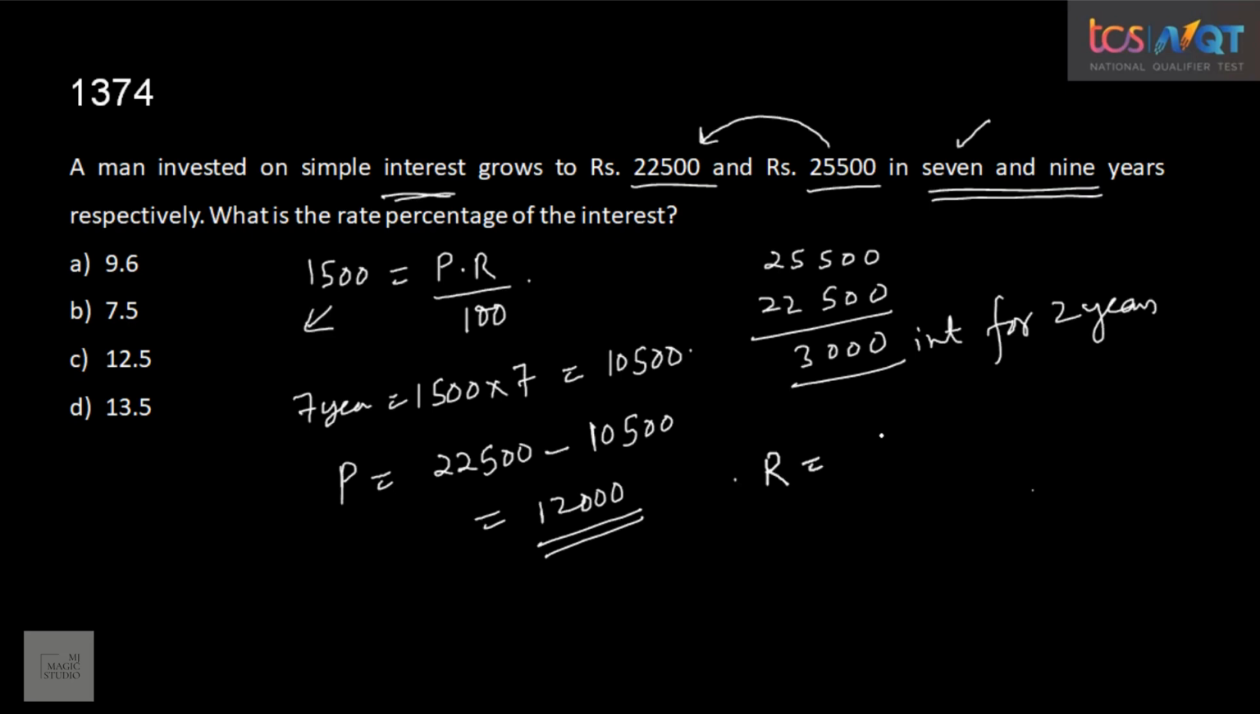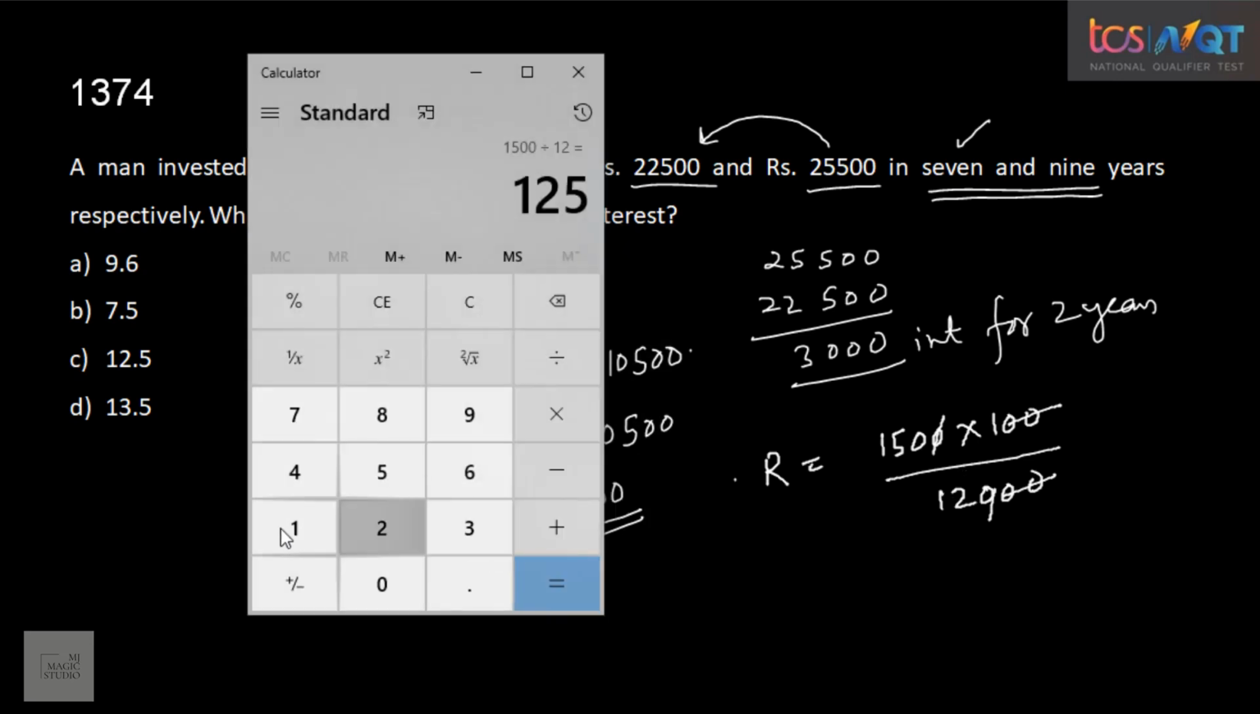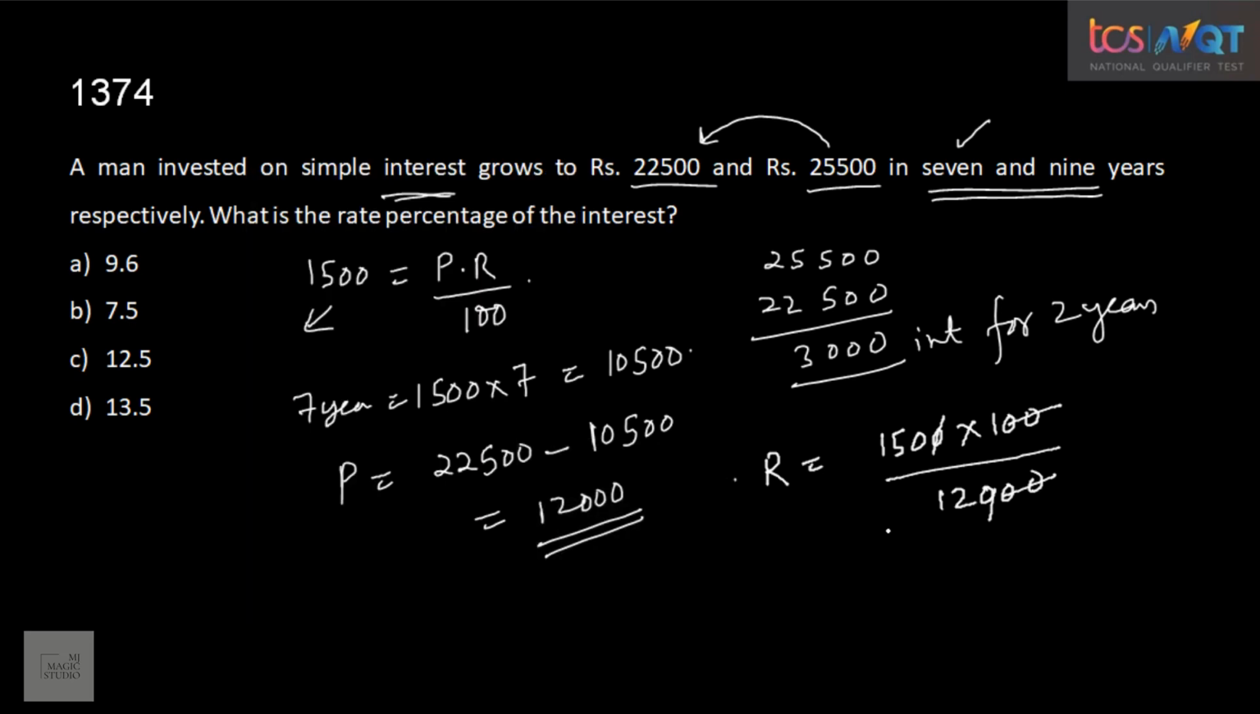So the rate of interest equals 1500 into 100 by P, that is 12,000. So 150 by 12. 150 divided by 12 is 12.5. The rate of interest is 12.5%. That features in option C.